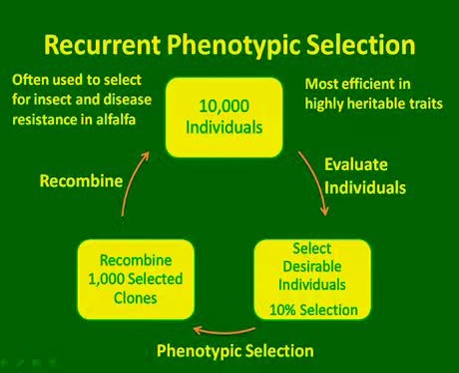You would then take those selected individuals, you'd recombine those 1,000 selected clones, and then you could restart the recurrent phenotypic selection process all over again. This is often used to select for insect and disease resistance in alfalfa.